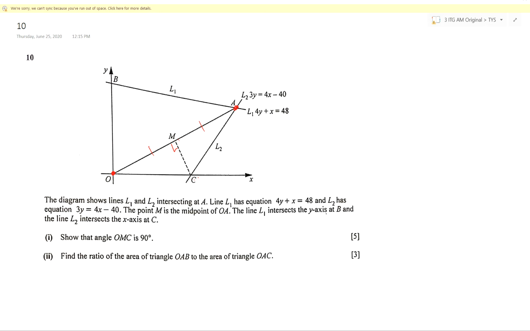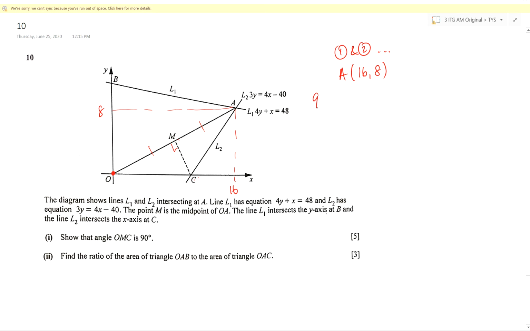When two lines intersect, we are doing simultaneous equations. That is what we are trying to find out over here. Where the x and y values coincide has to be the coordinates of A. So equation number one, equation number two, I'm not going to waste time. Work it out, we find that A has coordinates of 16 and 8. X value of 16, y coordinate of 8.